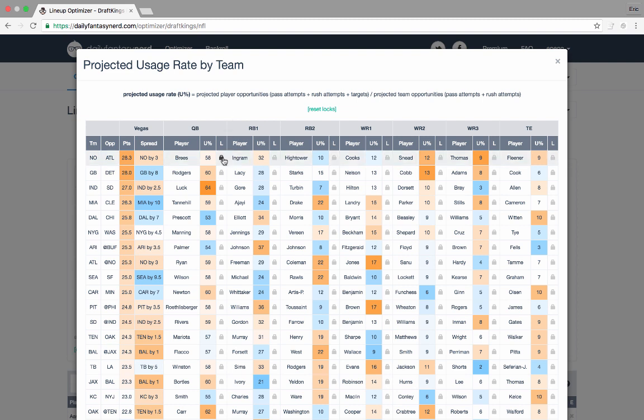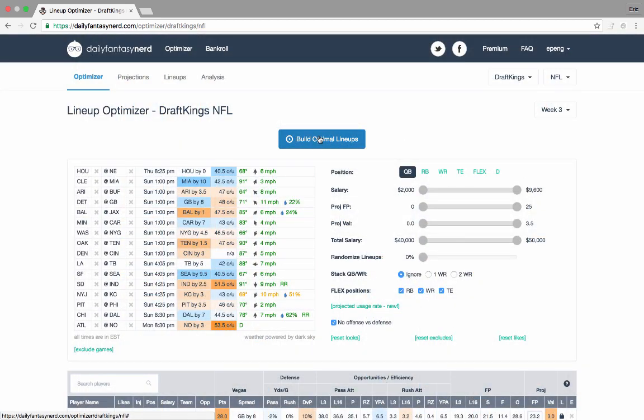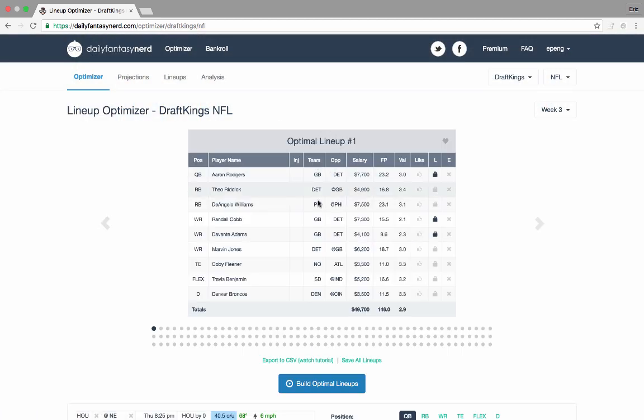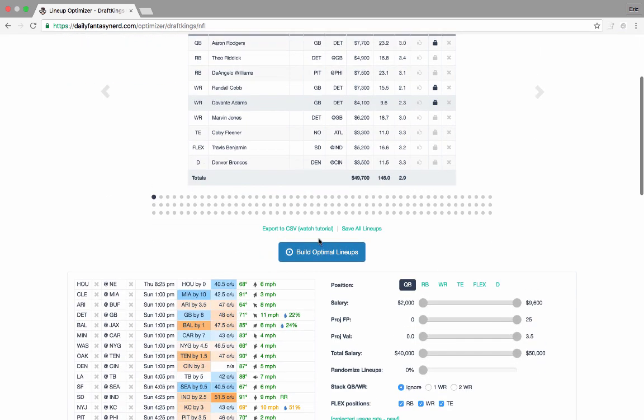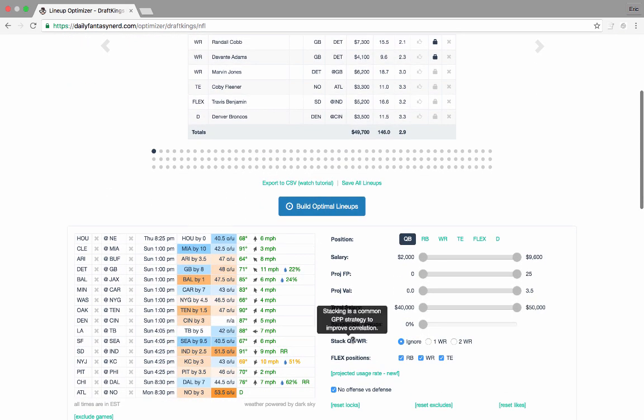And you can lock in directly from here. So let's say I want to do a Green Bay stack. So I want to do, let's say, Rodgers. And let's say I want to just fade Jordy and go Cobb and Adams. I can lock in those players and then build optimal. And you'll see that we have all three players locked in here. And we still do have this stack QB and wide receiver option, so you can specify 1, 2 wide receivers. And so if you lock in one quarterback, it'll make sure to pair them up.